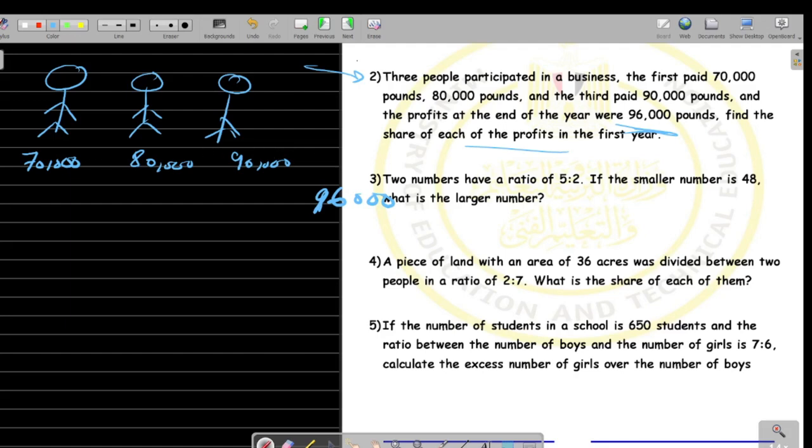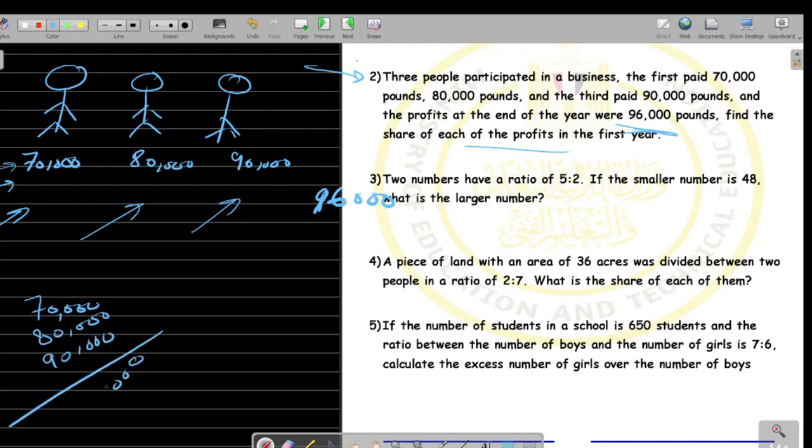Find the share of each profit in the first year. To know the share of each profit, what is the first man's profit? The second man's profit? The third one, what is her profit? Okay, first you have to add all what they paid. Let's add these numbers together: 70,000 plus 80,000 plus 90,000.